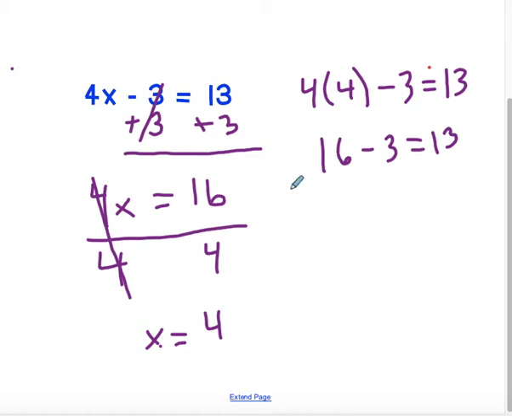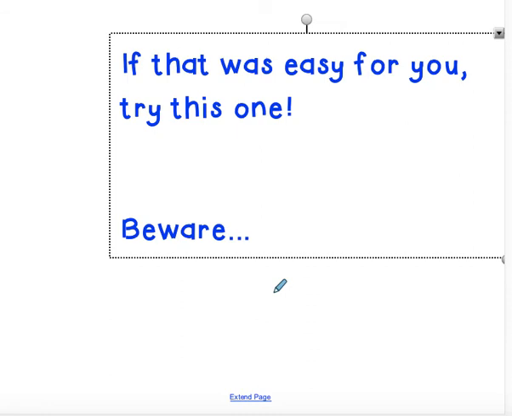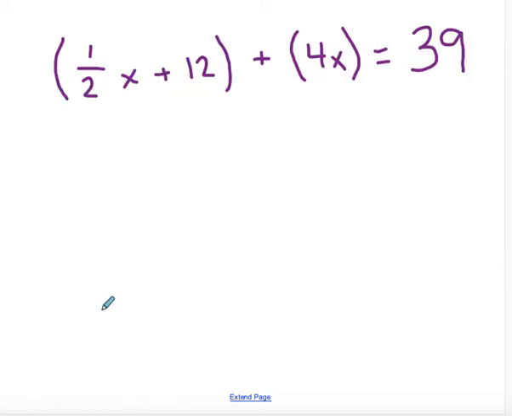Now, if that one was pretty simple, here's what you do. I have a challenge for you. I'm going to warn you, it's going to be tough, and by no means are you obligated to do the next one, but I certainly hope that some of you will try it. But here it is. I threw a fraction in there, and I threw a couple different operations. I threw a lot at you. So what you have is 1/2 times (x plus 12), plus 4x equals 39.